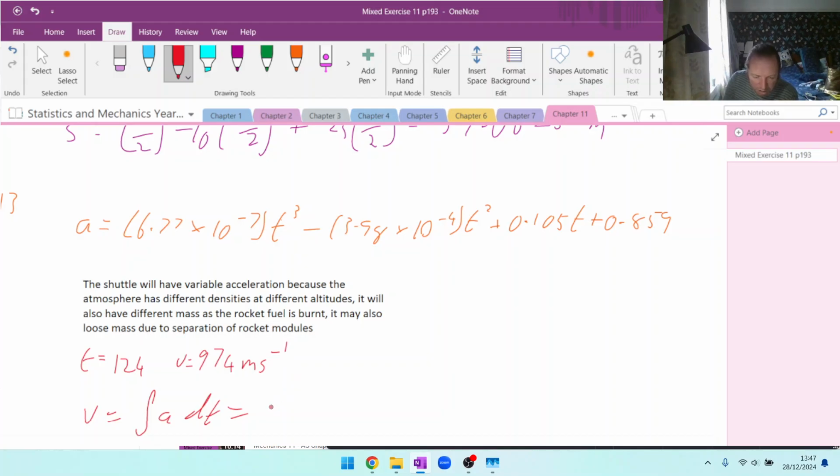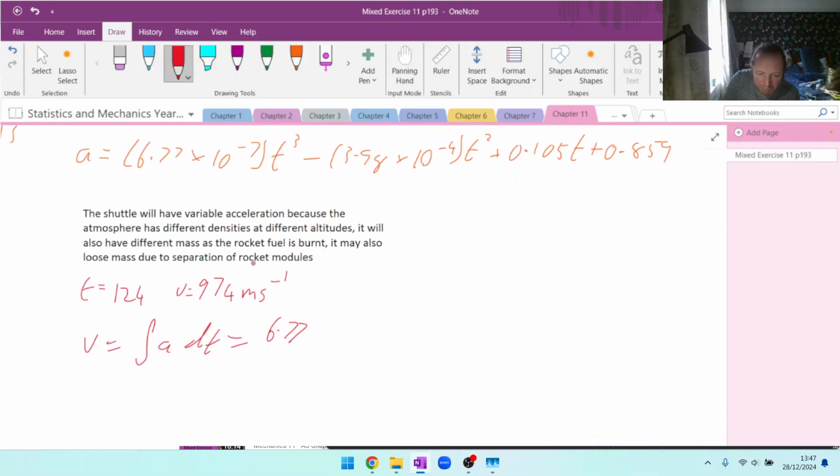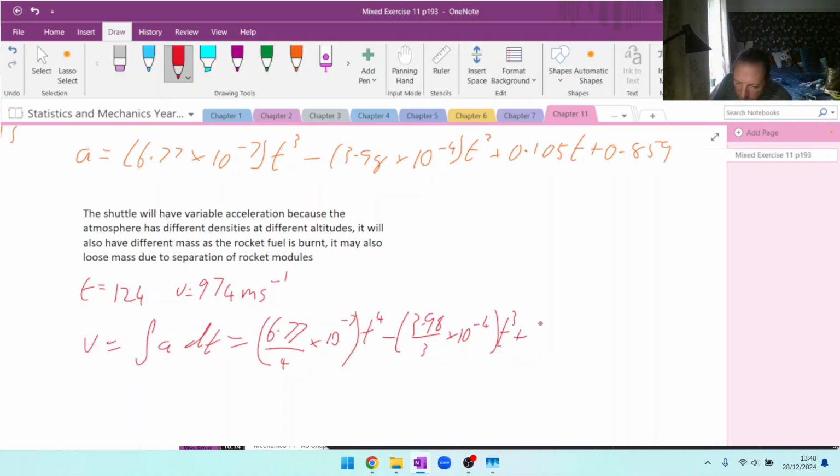So let's just go straight into it. We are going to have 6.77 divided by 4 times 10 to the minus 7 t to the 4 minus, this is t squared so this will be divided by 3, 3.98 divided by 3 times 10 to the minus 4 t cubed plus 0.105 divided by 2 t squared plus 0.859t plus c.